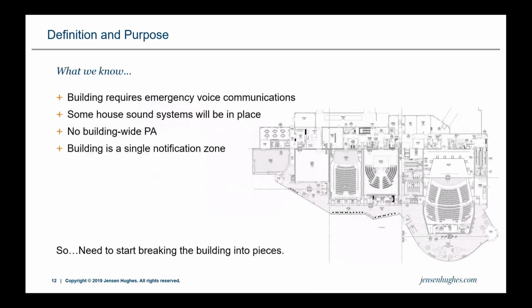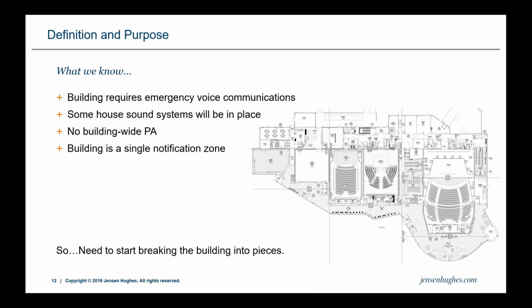Now, what do we know about this building? Well, we know first and foremost the building code requires this building to have an emergency voice communication system, an EVAX system, a voice fire alarm system. There will be some house sound systems in place, which is kind of unique in a building. We don't always have that, but in this building, obviously the theaters are equipped with professional house sound systems.